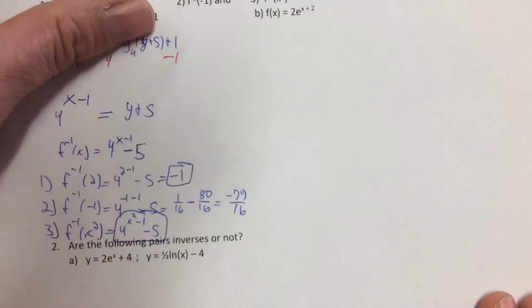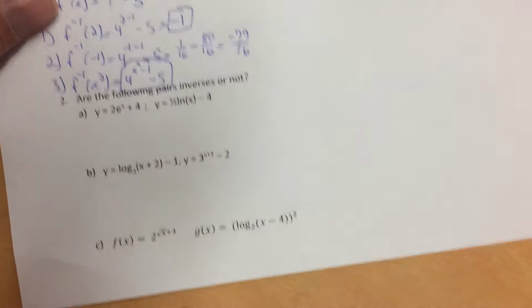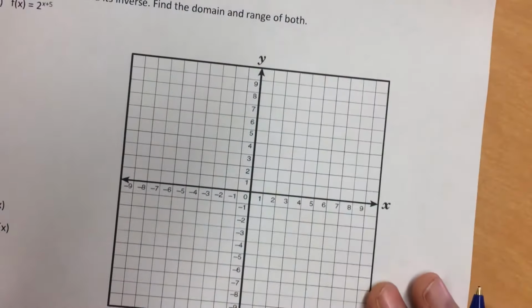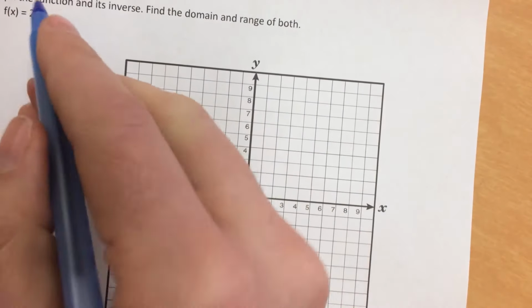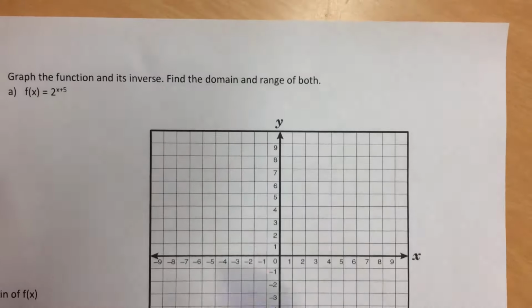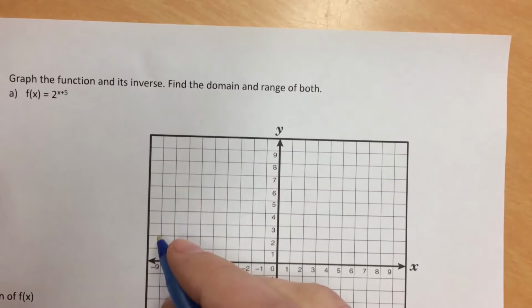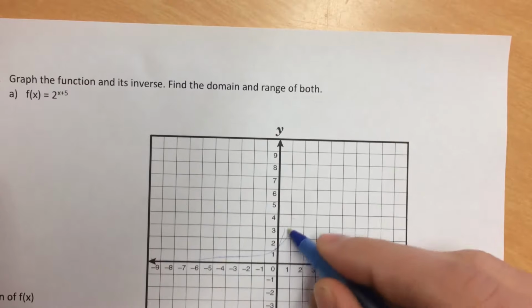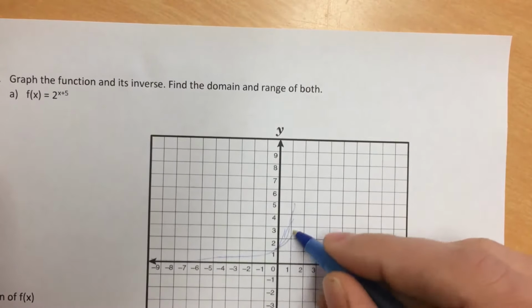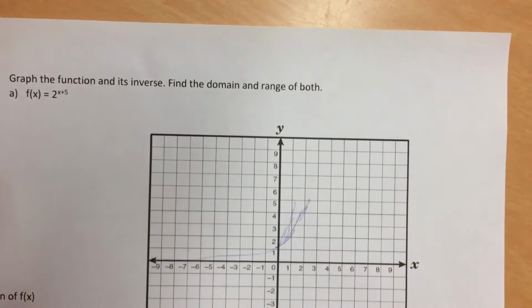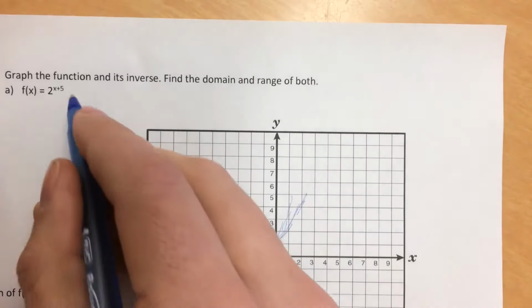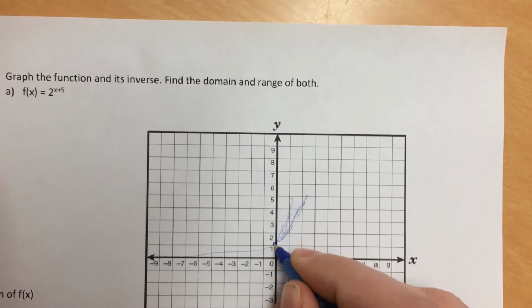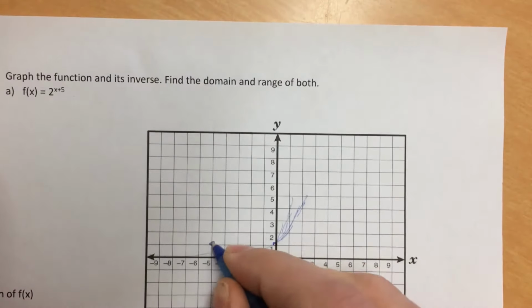All right. Let's think. Are the following pairs inverses? You just need to find the inverse and see if they match. On the back, I will graph one of these. I'll graph both the function and its inverse. So f of x is 2 to the x plus 5. 2 to the x normally goes through 0, 1. Looks something like this. And what's happening is it's getting shifted to the left by 5. So I'm going to take this point 0, 1, shift it to the left by 5.